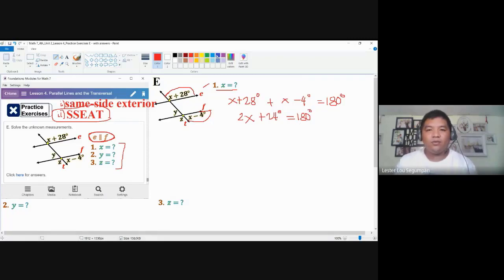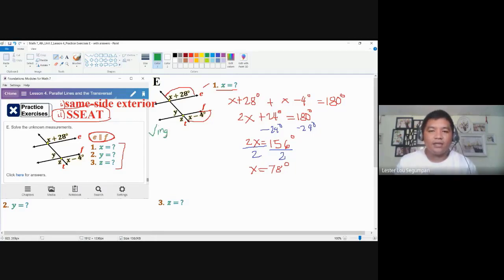So subtract both sides by 24 degrees. So we'll have here 2x is equal to, subtract here, 156 degrees. And then if we're going to divide both sides by 2, the value of x becomes 78 degrees. Do not be too confident with this first because you might have made a little bit of an error. We need to check this.